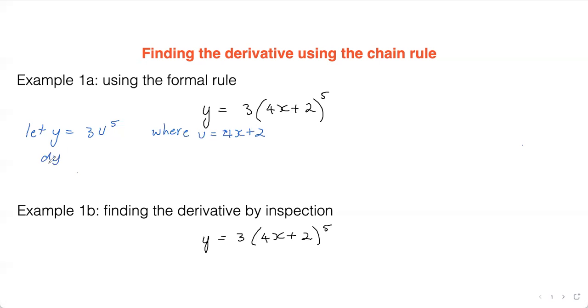Now, we want to find the derivative of each of these individually. So we've got dy du. So this means the derivative of y with respect to u. So here, just using our x to the n rule, bring down your power. 3 5s are 15 u, and we take one off our power. Then we want to find the derivative of u with respect to x. It's just going to be 4.